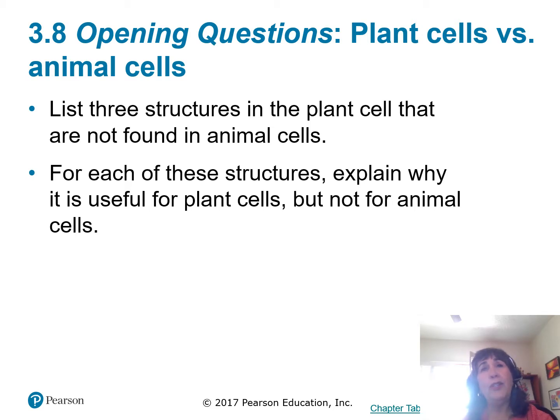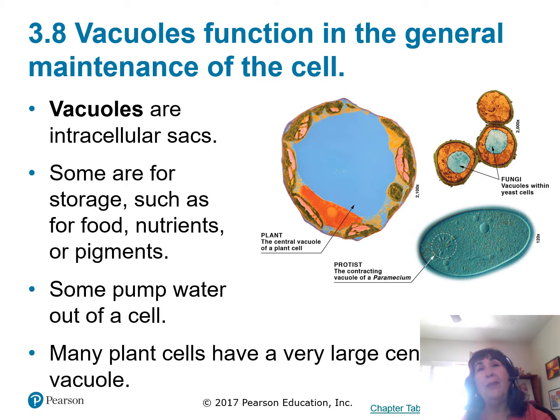What are three structures in the plant that are not found in animal cells? Do you remember what I listed before? For each of these structures, explain why it's useful for plant cells but not for animal cells. Okay, so remember, one of the first structures that is unique to a plant cell is a vacuole. So vacuoles are intracellular sacs, and they're for storage of food and nutrients or pigments, but oftentimes they contain water. Many plant cells have very large central vacuoles containing a lot of water.